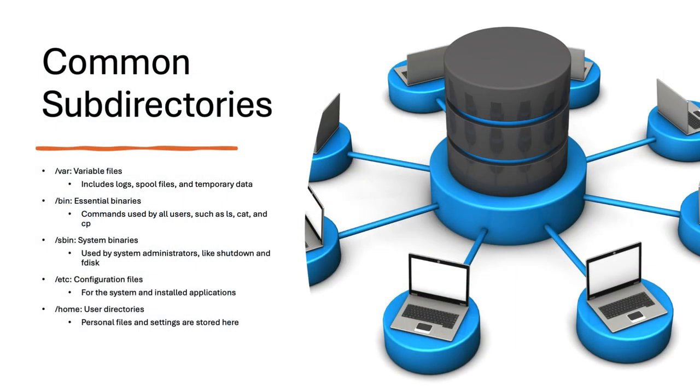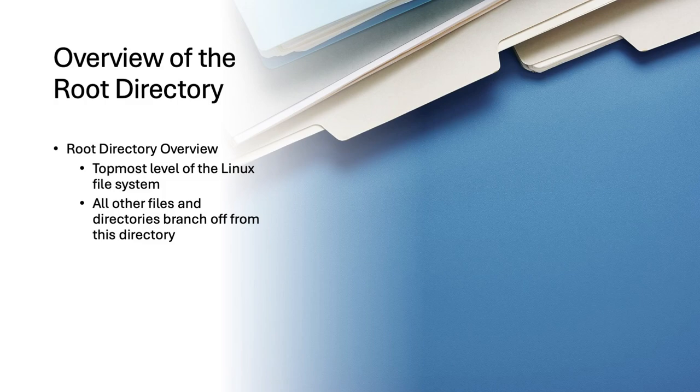This slide provides an overview of key Linux directories. It includes /var for variable files, /bin for essential binaries, /sbin for system binaries, the /etc directory for configuration files, and /home for user directories. The root directory is the topmost level in the Linux file system, from which all other files and directories branch off of.